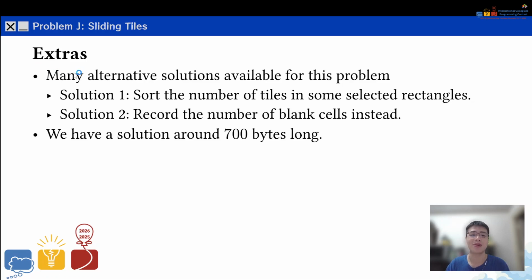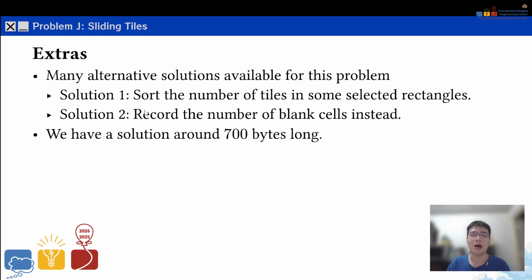And some extras I'll talk about here. This problem in fact has many alternative solutions, either from testers or from other judges. The first solution I'm going to introduce is to sort the number of tiles in some selected rectangles. A fact you can notice is that if the bar length of the grid is 0, then tilting right will sort the number of tiles in each column. This is known as gravity sort.